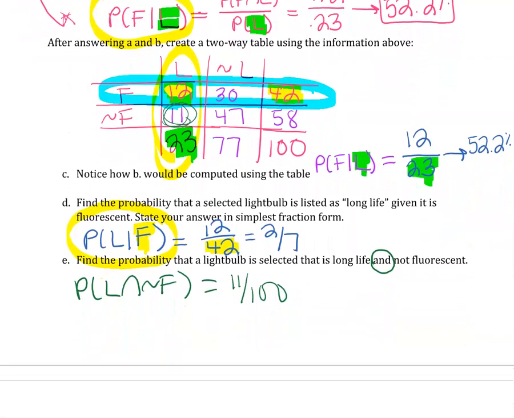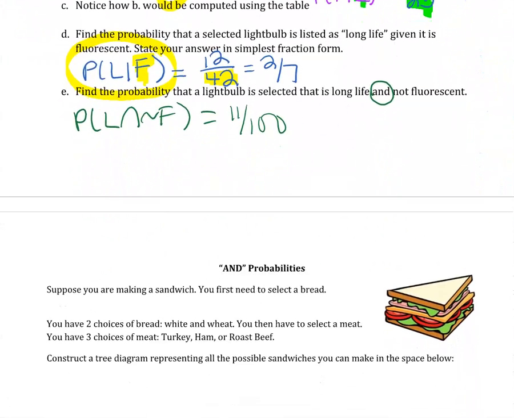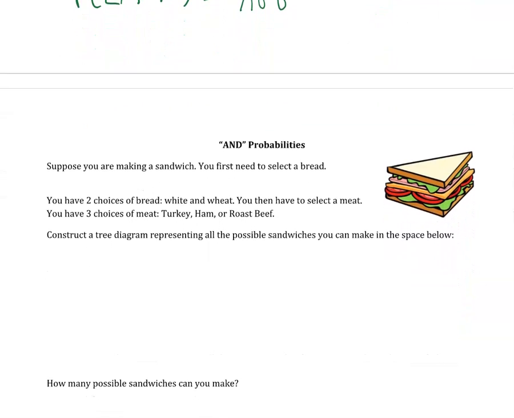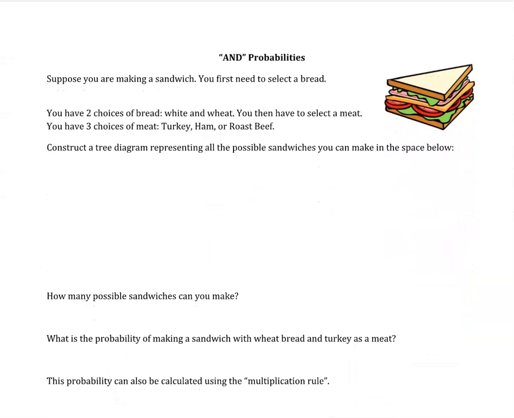Now, if I ended right here, this would be the shortest lesson all year. So we're moving on to something a little bit different now, which is something you guys would have discussed in middle school, and it's the and probabilities with something called the fundamental counting principle. So let's suppose we're making a sandwich. You have two choices of bread, white or wheat, and then you have to select a meat. You have three choices, turkey, ham, or roast beef. I'm going to construct a tree diagram to represent all the possible sandwiches you could make.